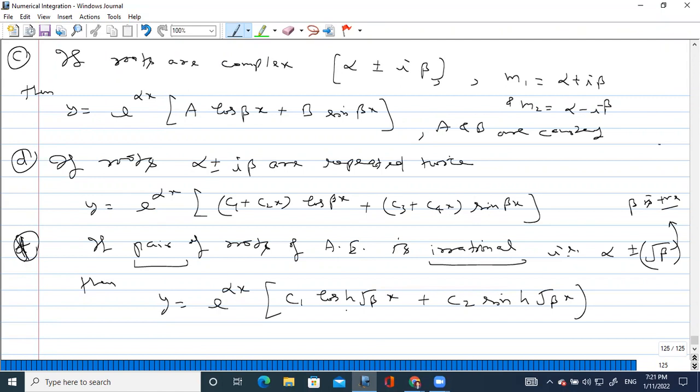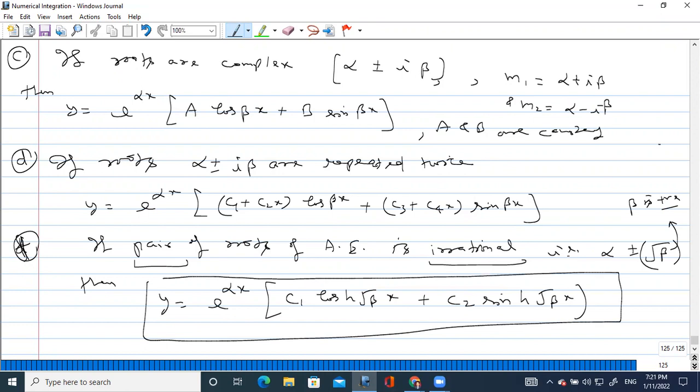In place of c1 c2 you can take a and b, that is not an issue, but this form you have to remember for the answer. So this type of question we will solve one by one. You can note down the method.